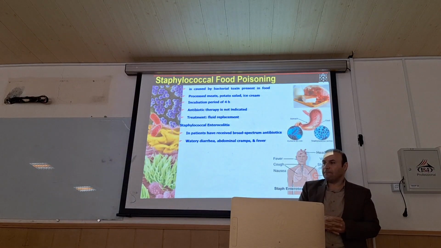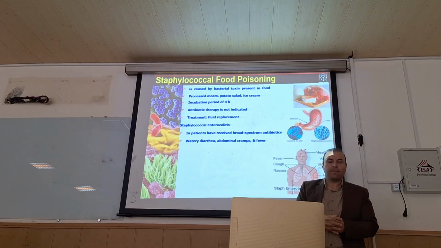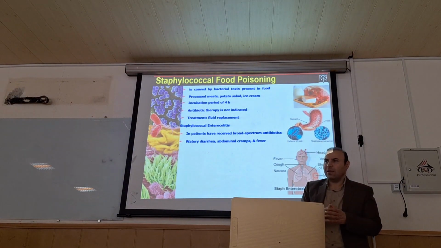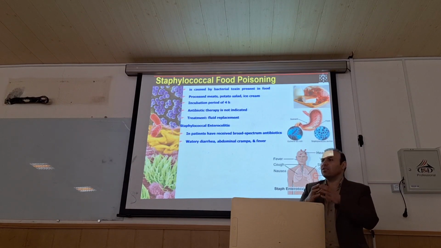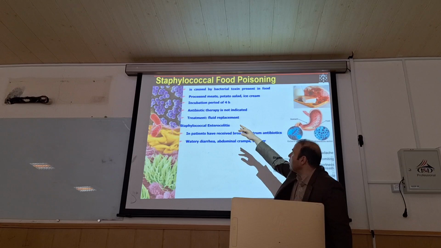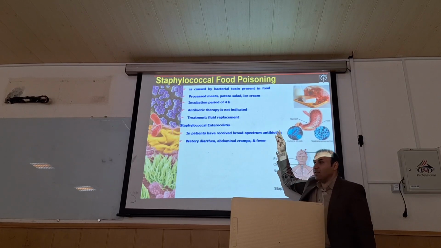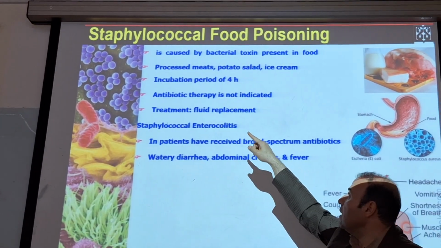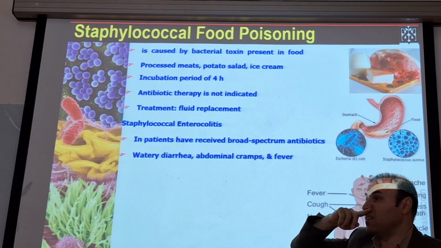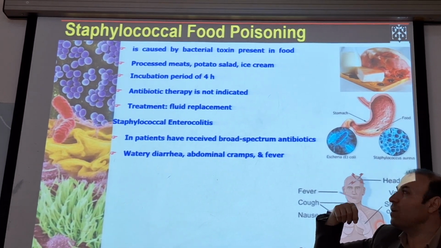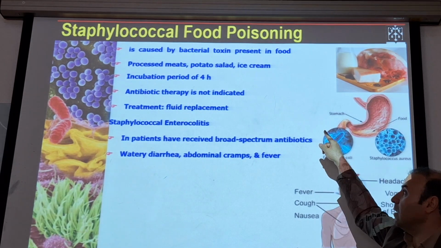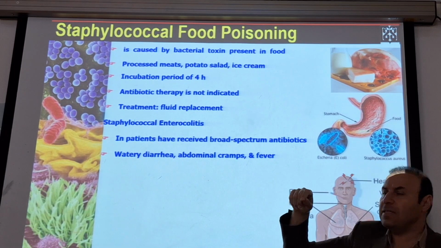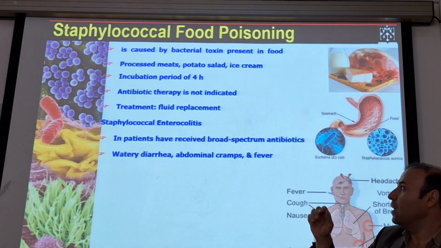Staphylococcal food poisoning. Staphylococcus aureus is a common cause of food poisoning. After ingestion of contaminated food such as processed meat, potato salad, and ice cream, the onset of disease is abrupt and rapid with an incubation period of 4 hours. Antibiotic therapy is not recommended in patients with food poisoning, and treatment is based on fluid replacement.